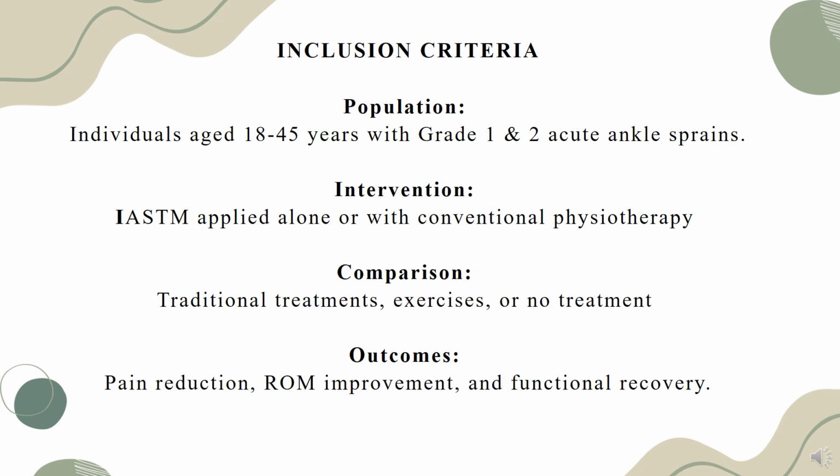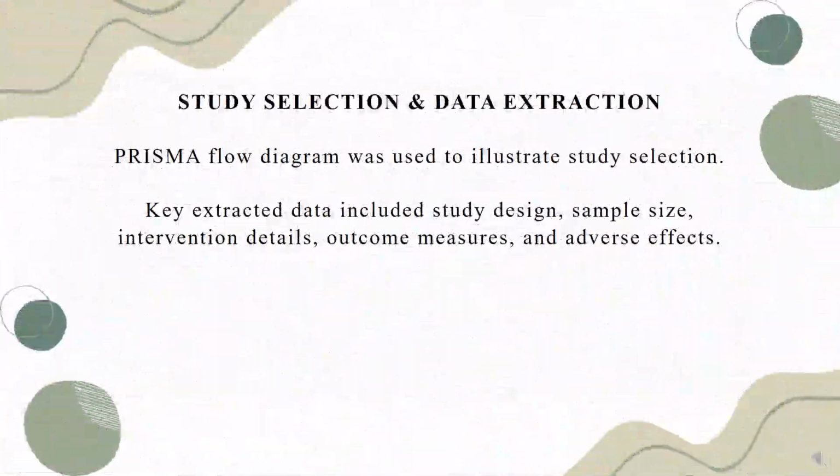Physiological effects. IASTM increases local blood flow and fibroblast activation, which are crucial for tissue regeneration. Study selection and data extraction. A PRISMA flow diagram was used to illustrate study selection. Key extracted data included study design, sample size, intervention details, outcome measures, and adverse effects.